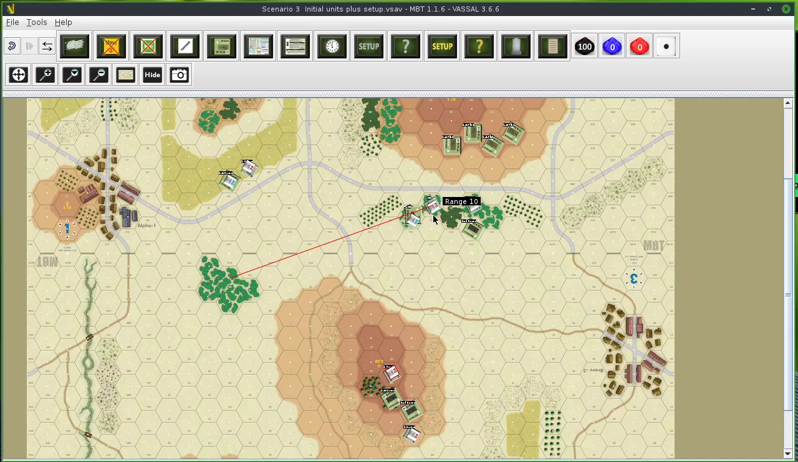Now, let's try moving that. That's range 11, but that's not a big deal. I can move that infantry back. So what do I do with my Abrams platoon if that's the case? Let's take another look.